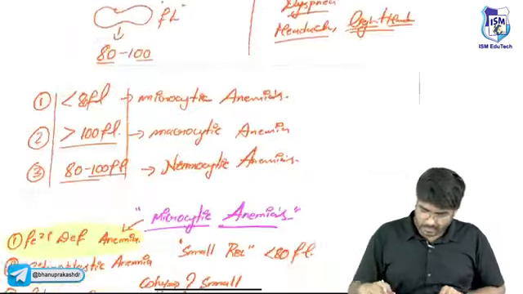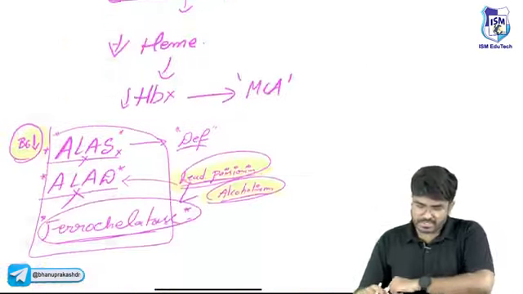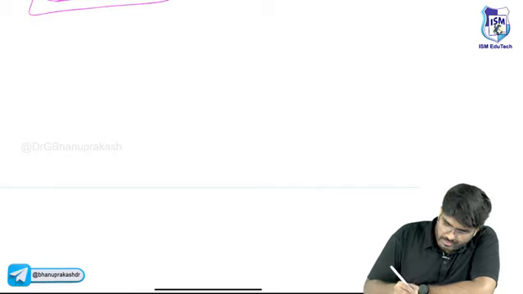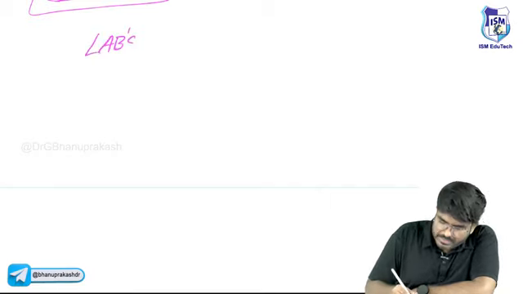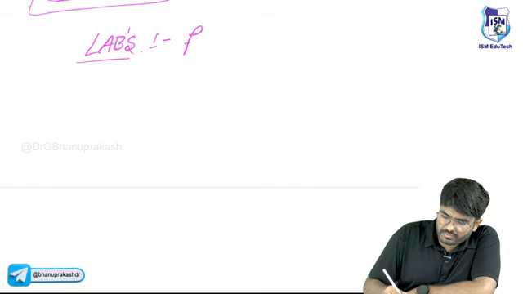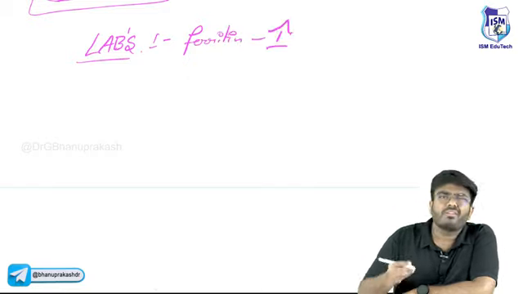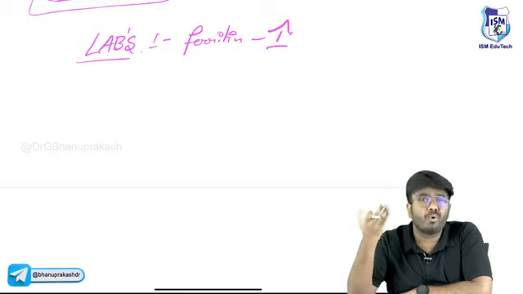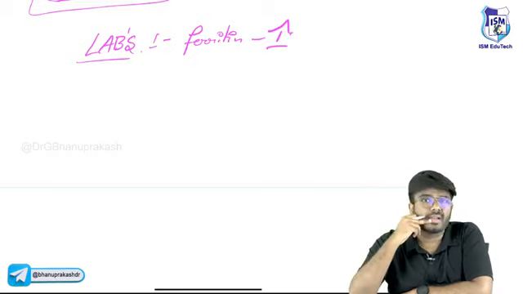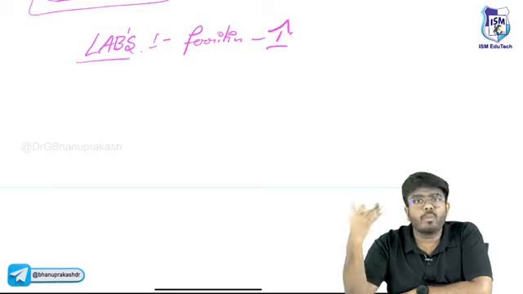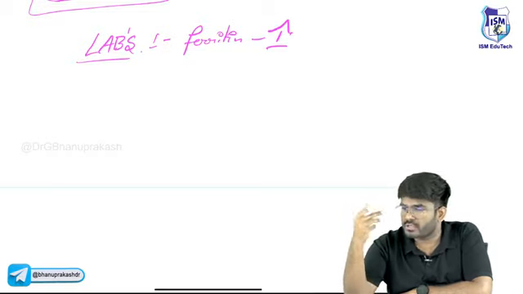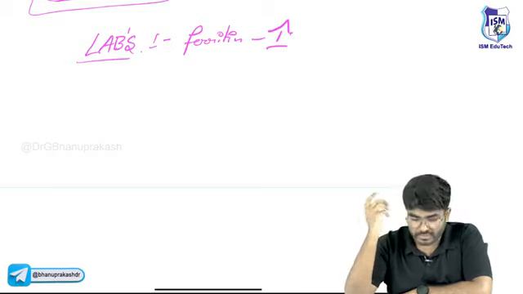So let's write one by one. What is seen in the labs in sideroblastic anemia? What about the ferritin levels? The ferritin levels are going to be more. What is ferritin? Iron. Iron is more available. Why? Because protoporphyrin is not there, so much iron is freely there. No one is using the iron. So ferritin levels increase.